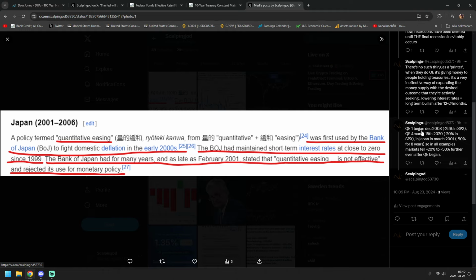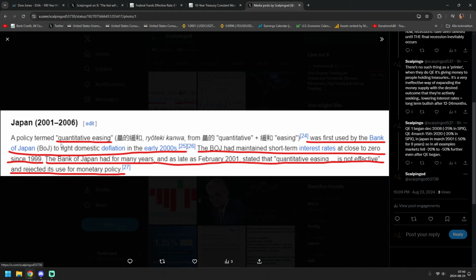QE1 began in December 2008. The S&P 500 went down 25% from there. QE4, QE Infinity, March 15, 2020: 20% down in the S&P 500. And then in Japan in March 2001, minus 50% for 8 years. In all examples, the market fell 20% to 50% further even after QE began.